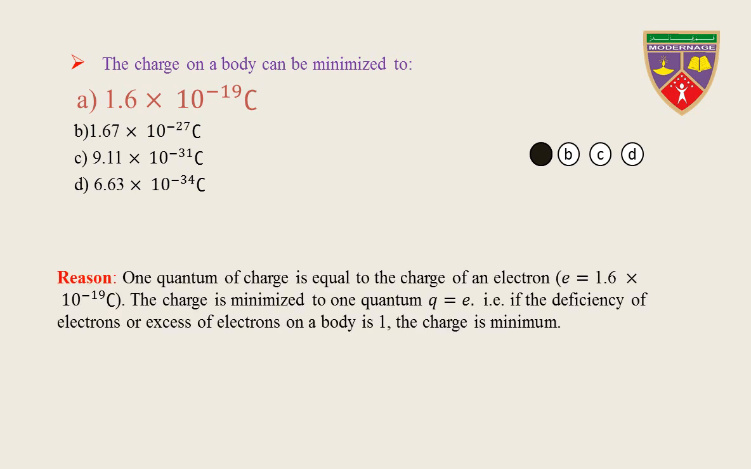Reason: one quantum of charge is equal to the charge of an electron, which is equal to 1.6 into 10 power minus 19 coulomb. The charge is minimized to one quantum, Q is equal to E. That is, if the deficiency of electrons or excess of electrons on a body is 1, the charge is minimum. Hence, the charge on a body can be minimized to 1.6 into 10 power minus 19 coulomb.